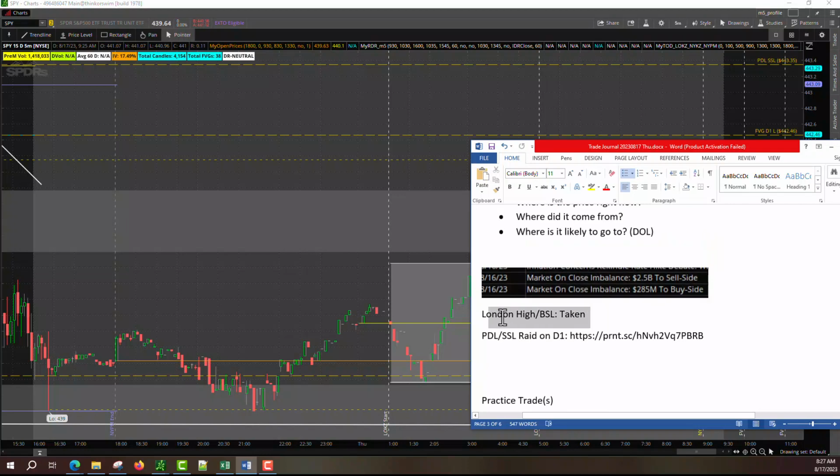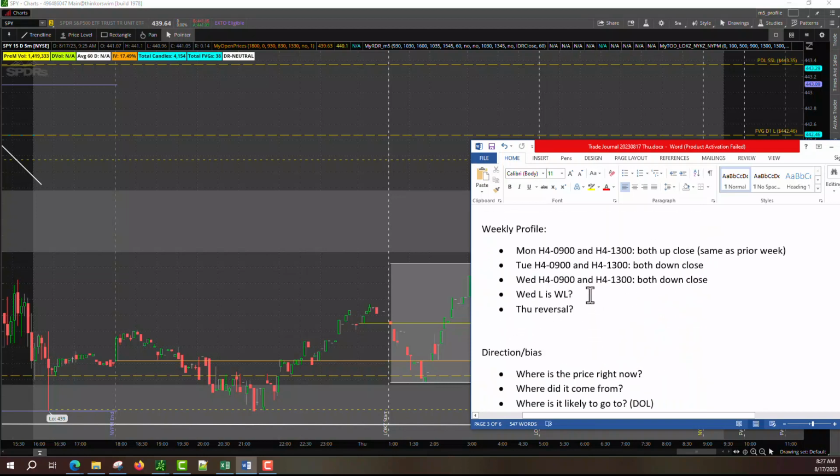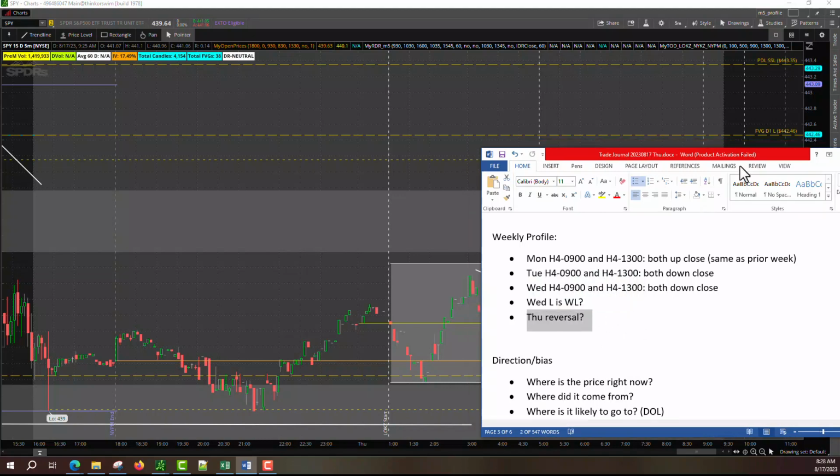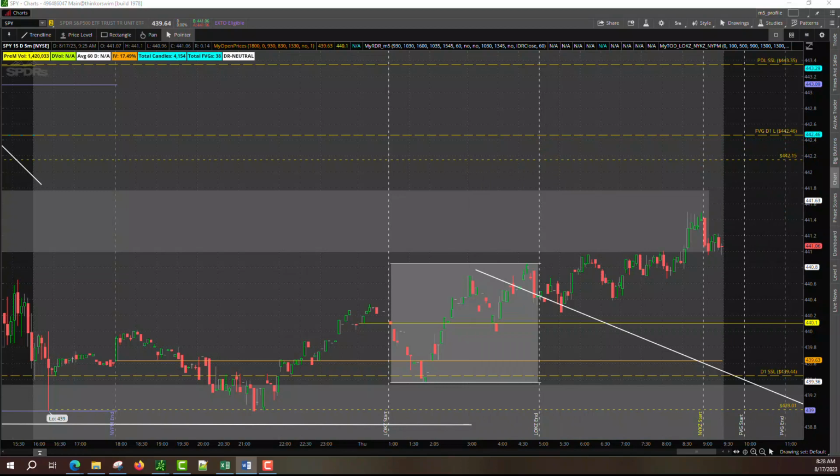And we can see that the London high was taken. That means it may go high, right? Or maybe it's going down, but however, it did take the buy-side liquidity and sell-side liquidity on one time frame, the daily time frame. That means it really wants to go up right there. And we can have a question right here: whether Wednesday's low yesterday is the week low, or today Thursday is going to be a reversal. So that's the thing that we are trying to look for today.